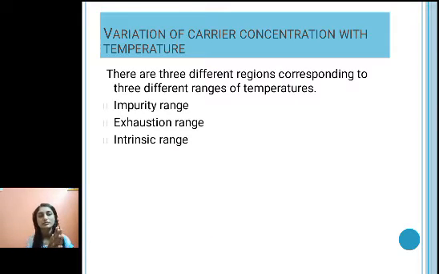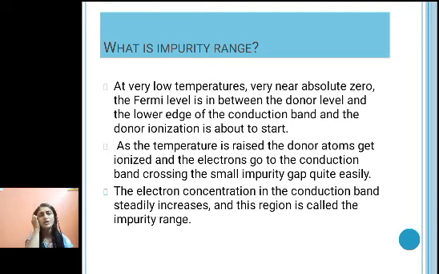So I have three regions: impurity range, exhaustion range, and intrinsic range. Let us learn about this one by one. So what is impurity range? When the temperature is very low, very near to absolute zero, what happens? The Fermi level is in between the donor level and the lower edge of the conduction band, and the donor ionization is about to start.